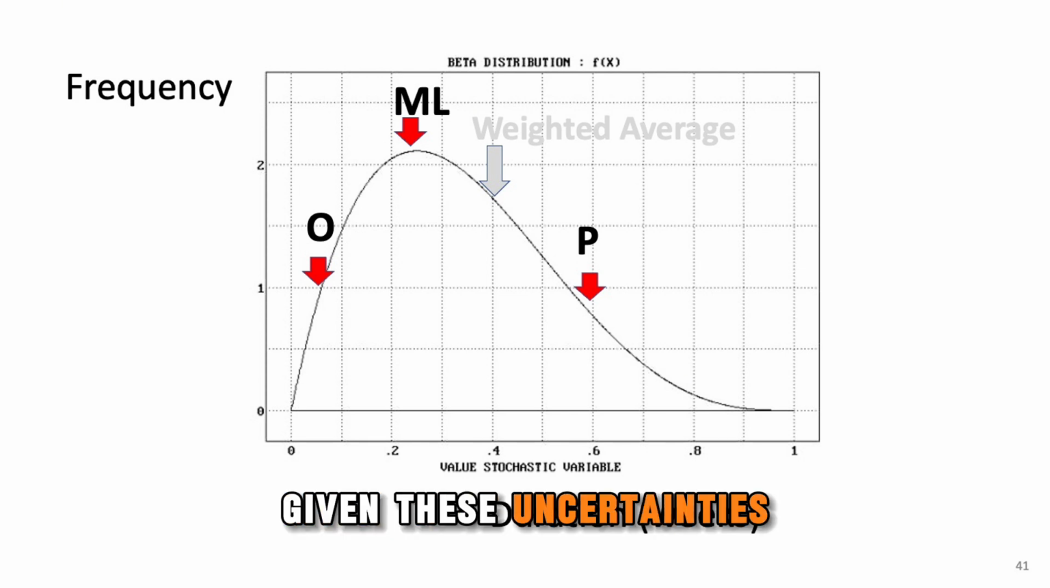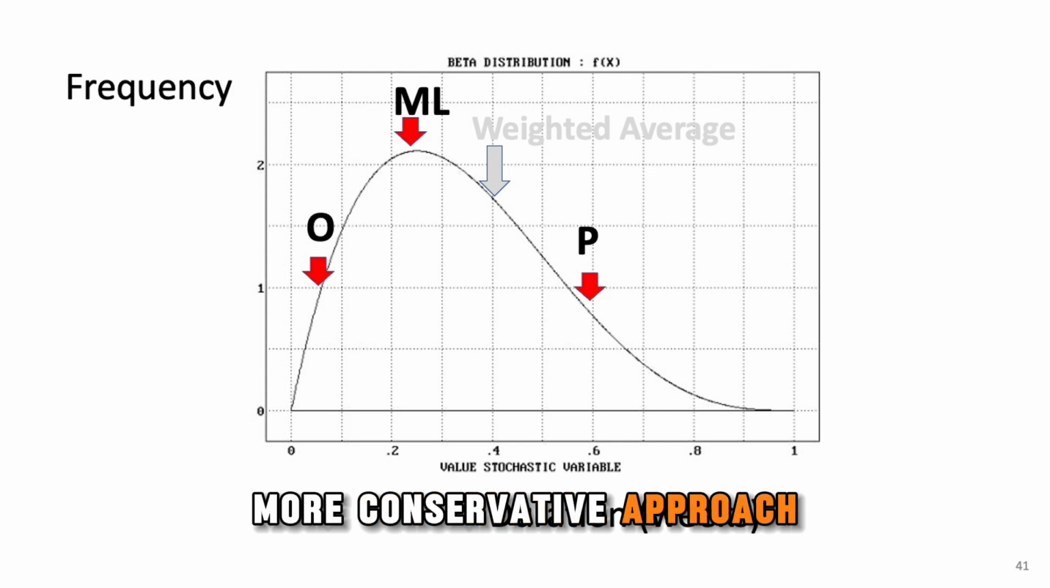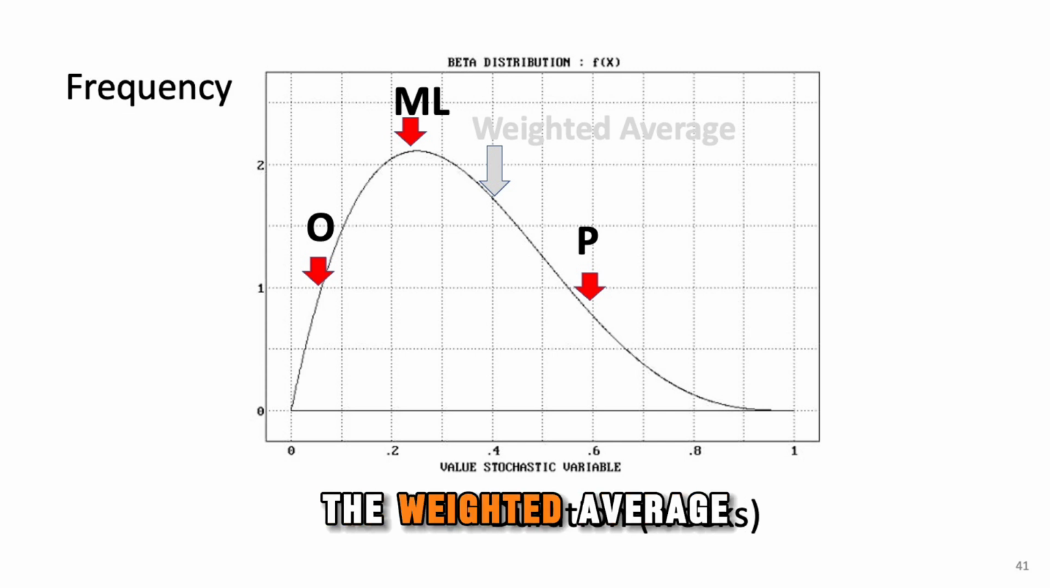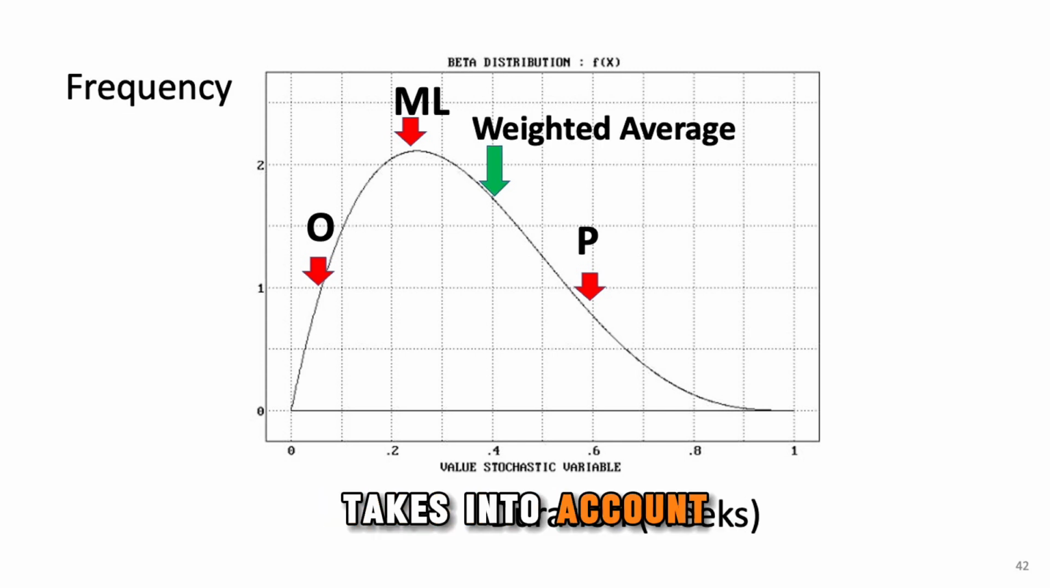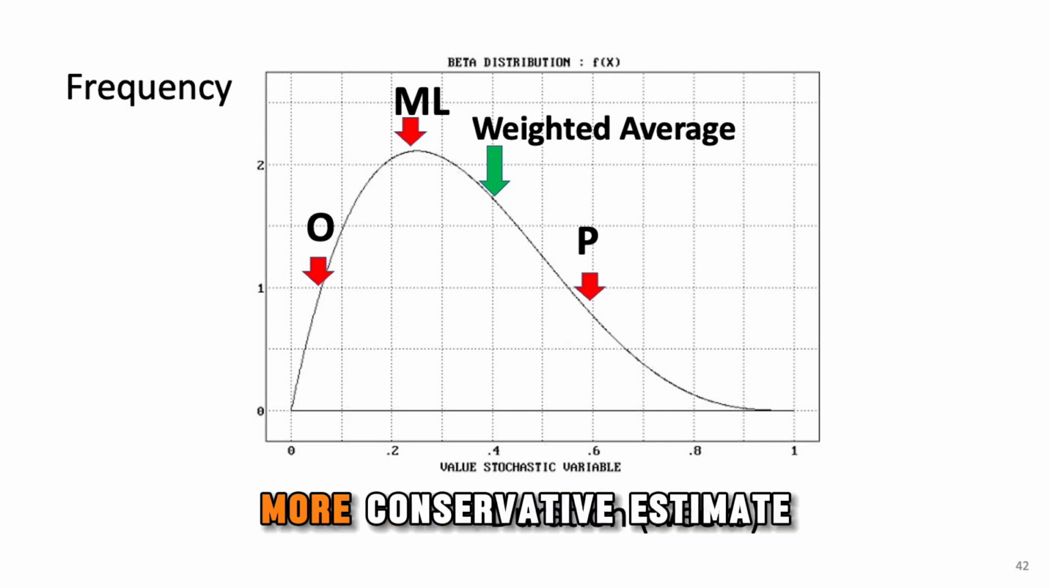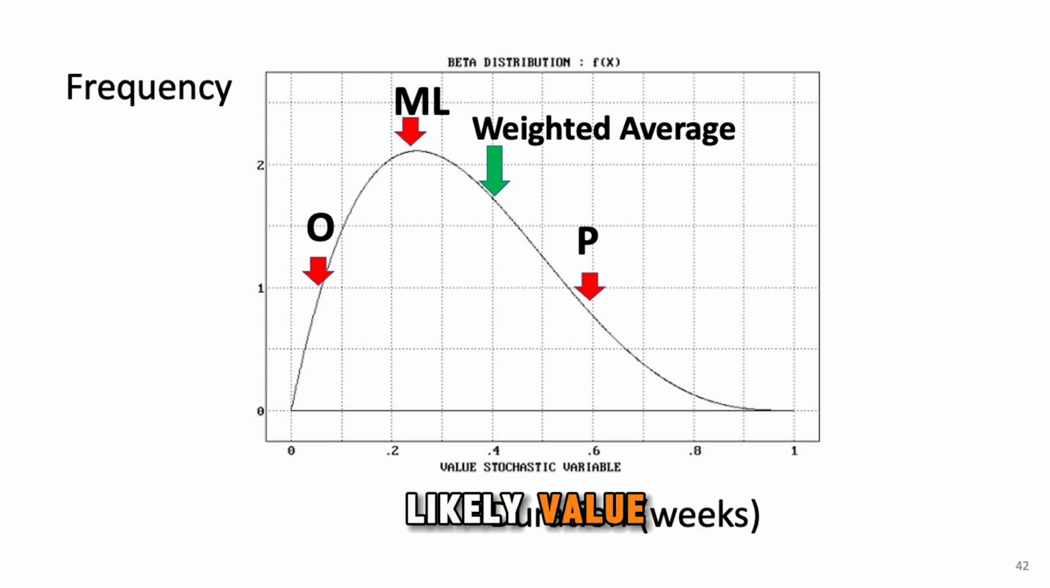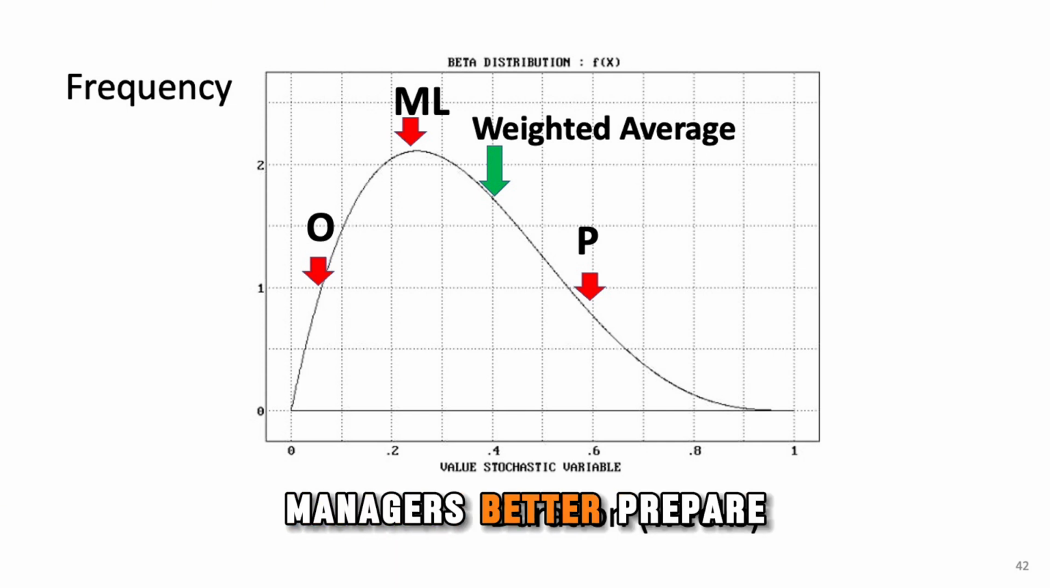Given these uncertainties, it is crucial to adopt a more conservative approach in duration estimation. The weighted average in the PERT method takes into account the pessimistic estimates, resulting in a more conservative estimate than the most likely value. This helps project managers better prepare for potential delays and manage risks more effectively.